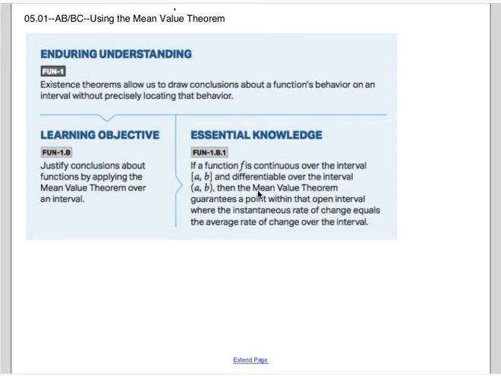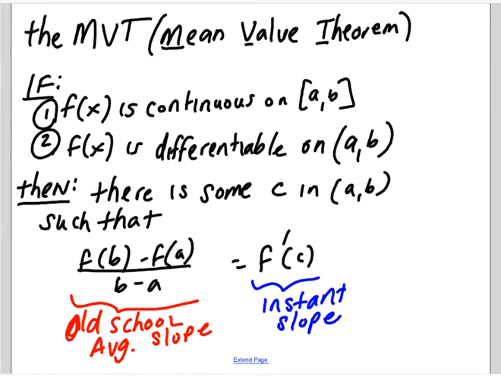All right, this is AP, AB, and BC Calculus. We are doing Unit 5, Section 1, which is using the mean value theorem. So let's jump right into the mean value theorem.